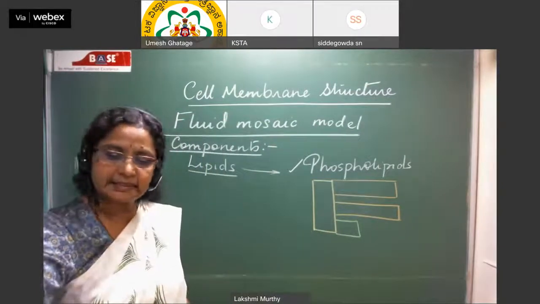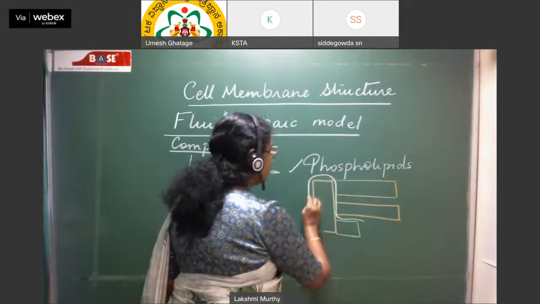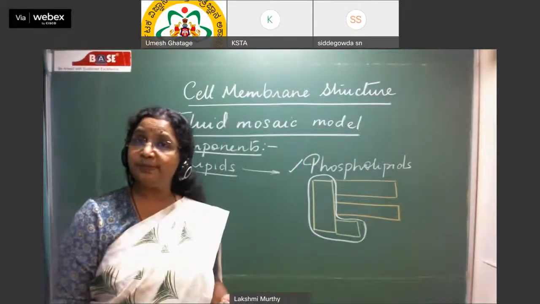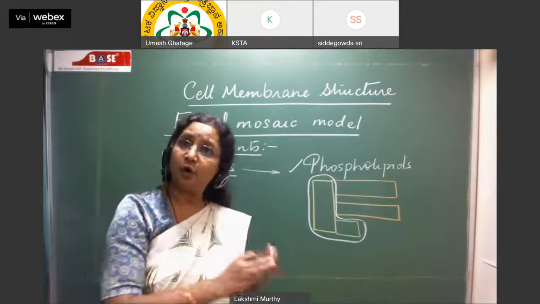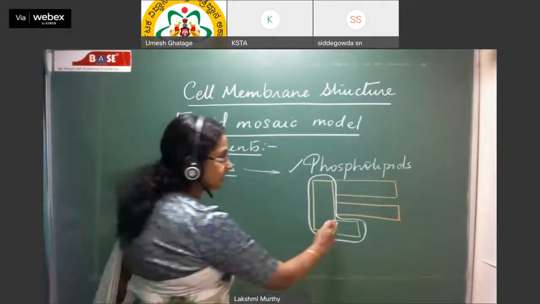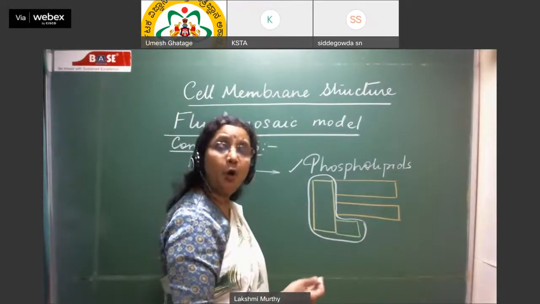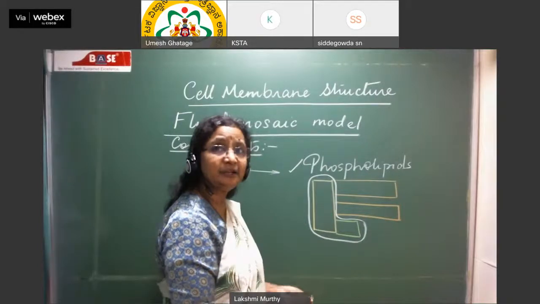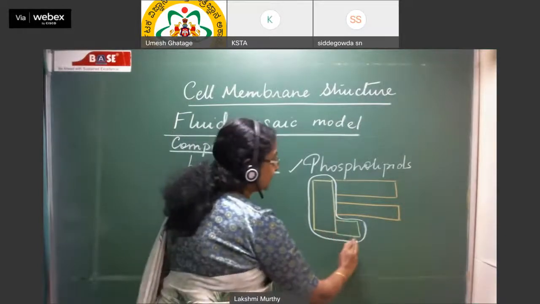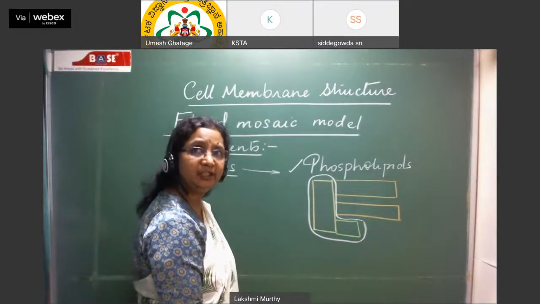So what happens as a result? This entire structure that is seen is going to be the polar part of this molecule. So for this phospholipid, this area is polar in nature, or we can say that it likes to be with water. It doesn't get repelled by water. So we call this part the hydrophilic part of the phospholipid molecule.